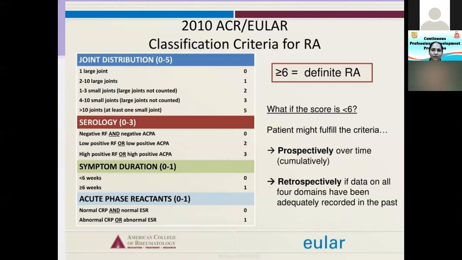Symptom duration is given 1 mark if it is more than 6 weeks, but even without that, you can still diagnose definite rheumatoid arthritis. Acute phase reactants, either ESR or CRP, is also given a mark. Now, the important thing here is patients might fulfill the criteria prospectively over time and retrospectively if you have data.